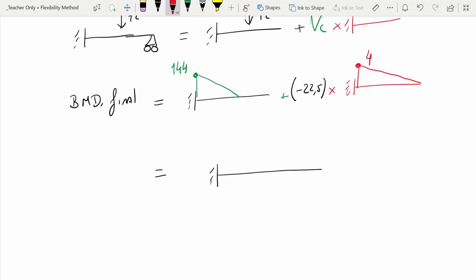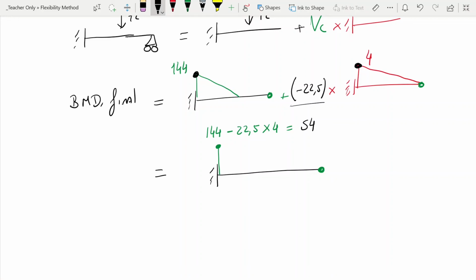On the right support, if we look at the right, here is 0, there is 0 as well. So we know our moment here is 0, which has to be. If we look at the left support, our moment here at the support will be 144 minus 22.5 times 4. So I'm taking the value of this moment over here, and I'm subtracting the one that is here in the second structure times the value of VC. If I do it like this, I can check that this moment will be equal to 54.